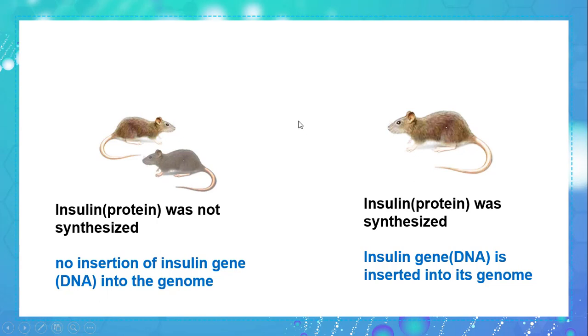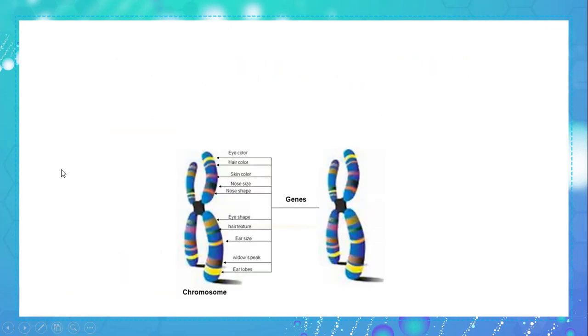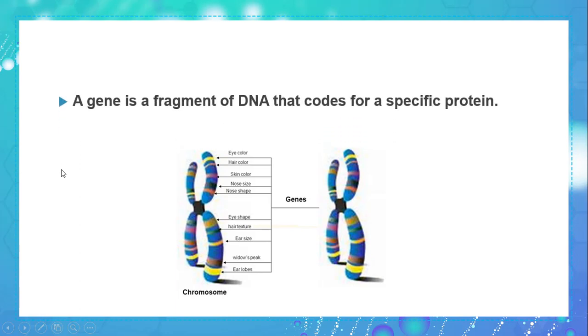In conclusion, each gene is responsible for the synthesis of a specific protein. Now we can define fully a gene. A gene is a fragment of DNA that codes for a specific protein.